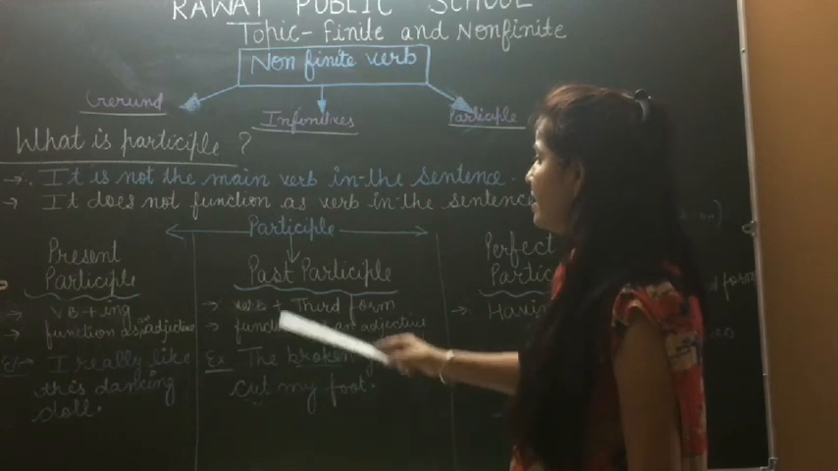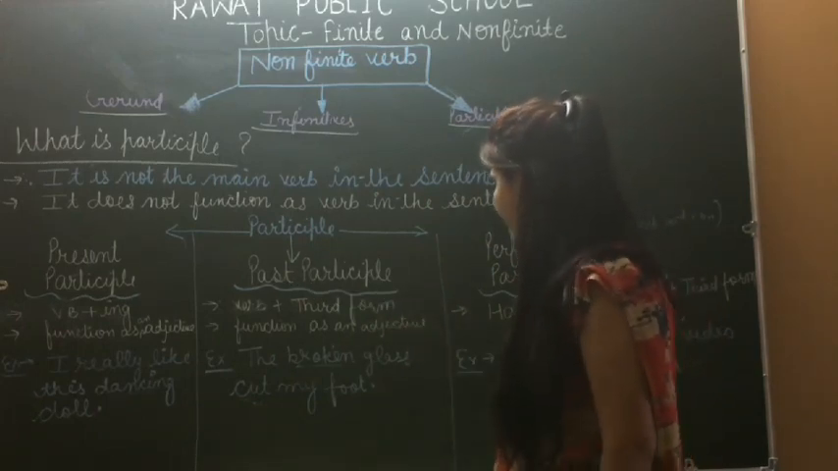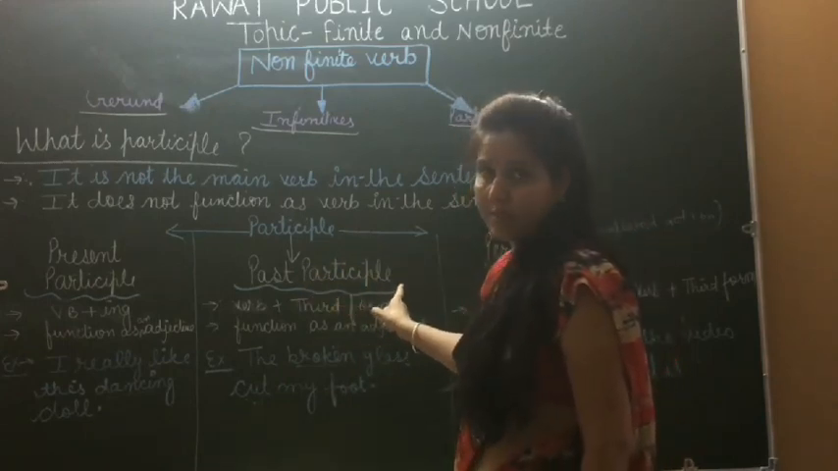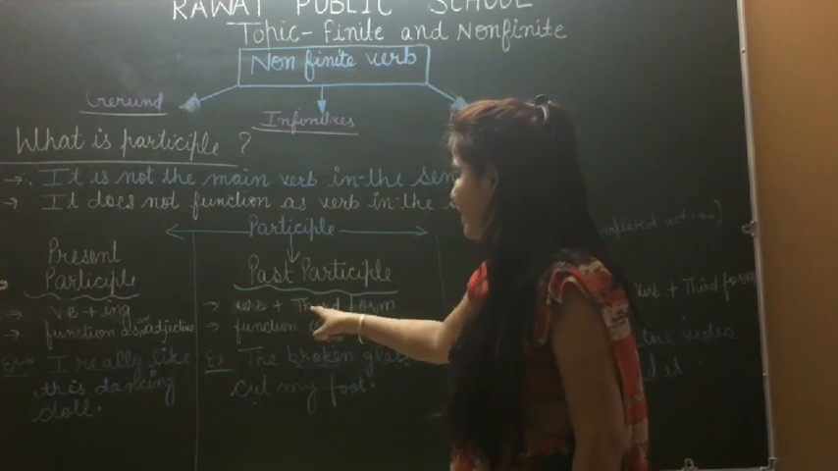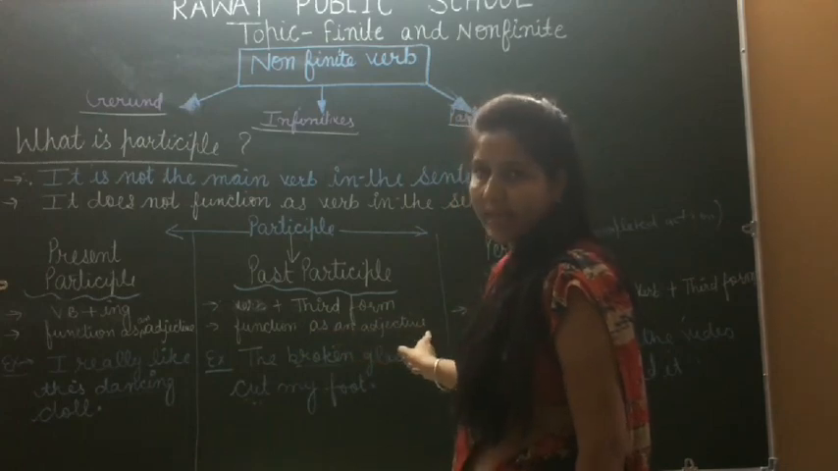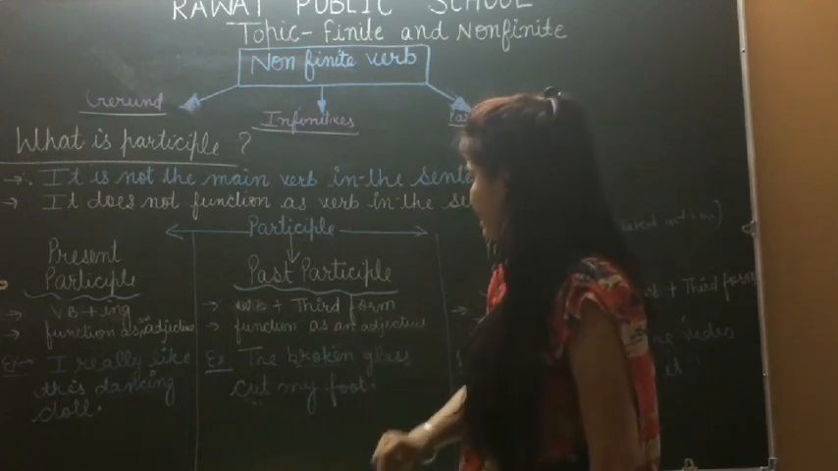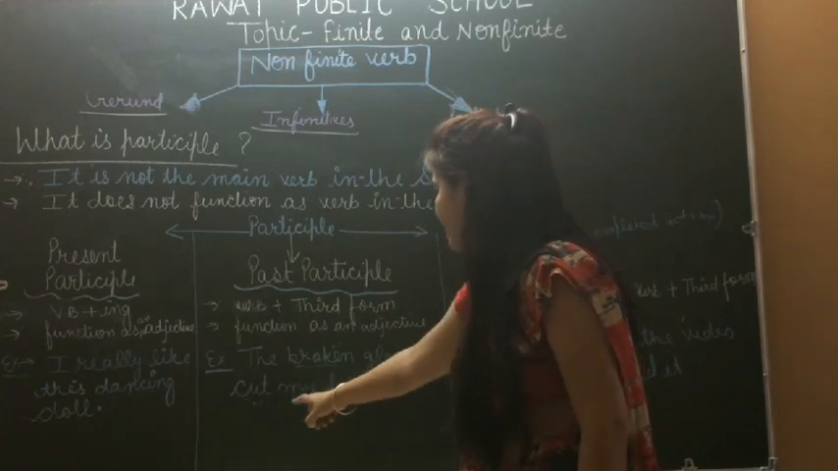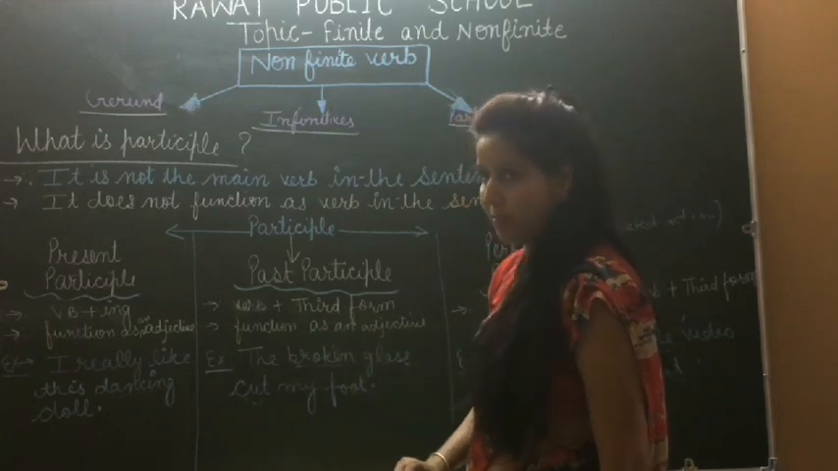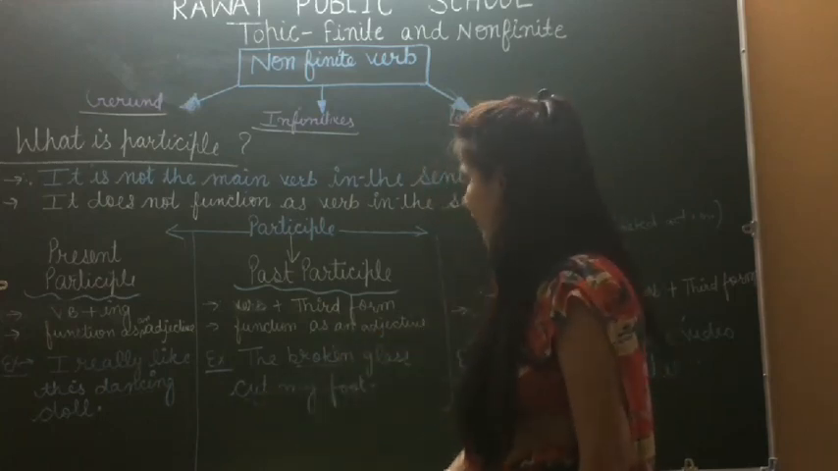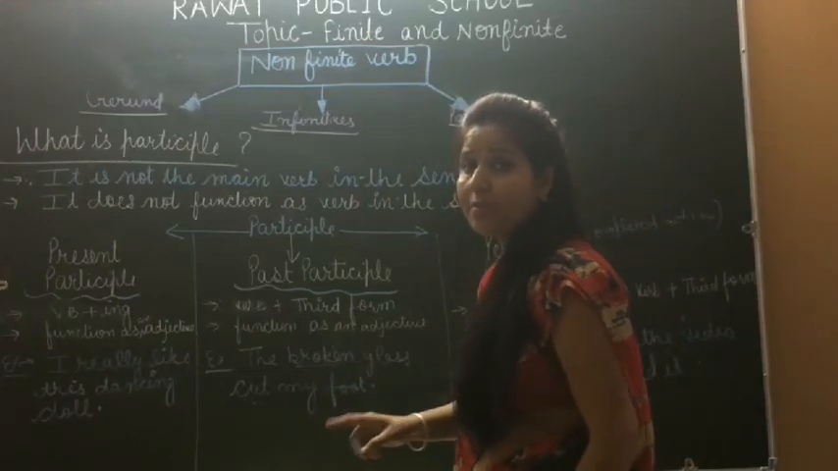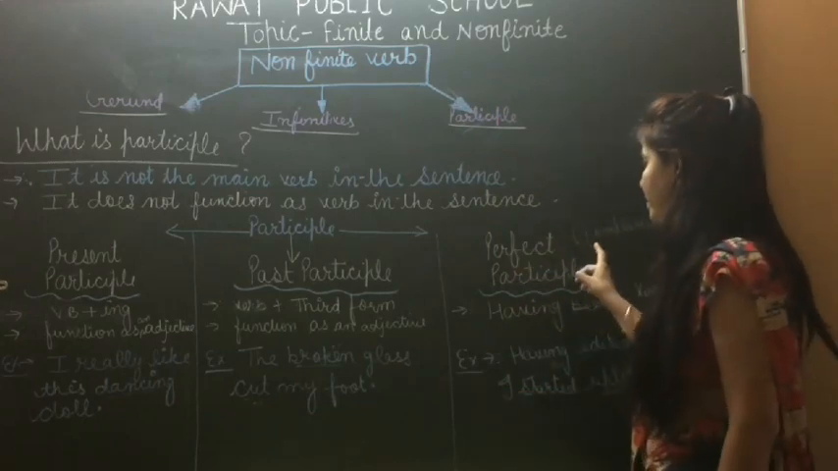Okay, now let's see the second, past participle. In past participle we write the verb's third form. Okay, and it functions as an adjective. Okay, let's see the example to make it clear. The broken glass cut my foot. Okay, so in this sentence, broken is a past participle and cut is the main verb.